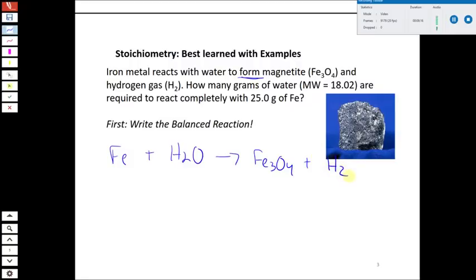Okay, so those are the reactants and products. And then we're going to follow the same steps that we did last time for balancing. I would suggest setting this as a coefficient of 1 because it has the most atoms in it, and then we can balance everything else relative to that. So we fix that to 1.